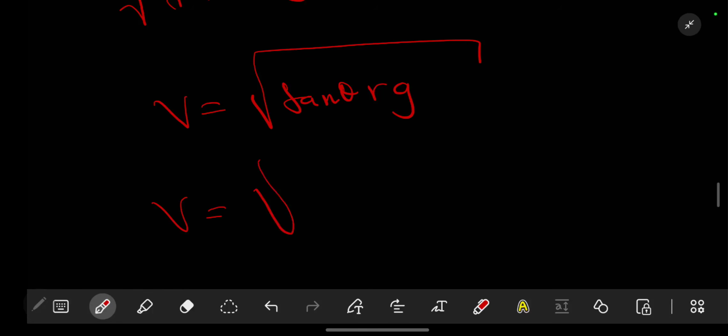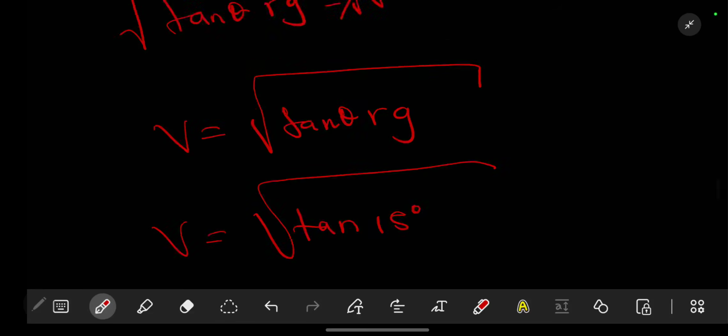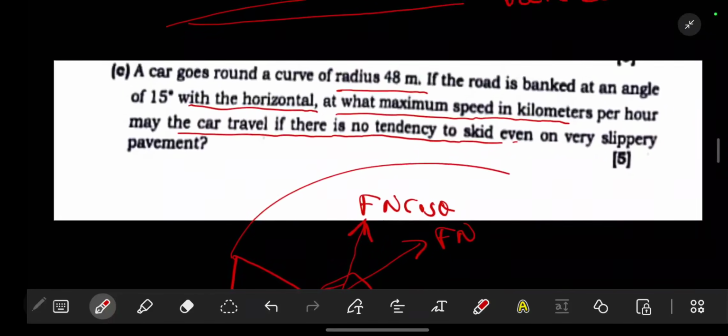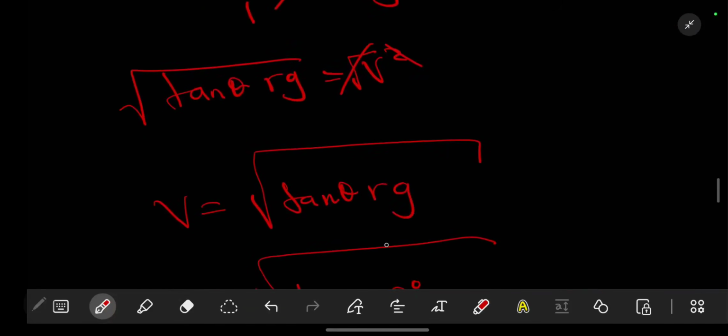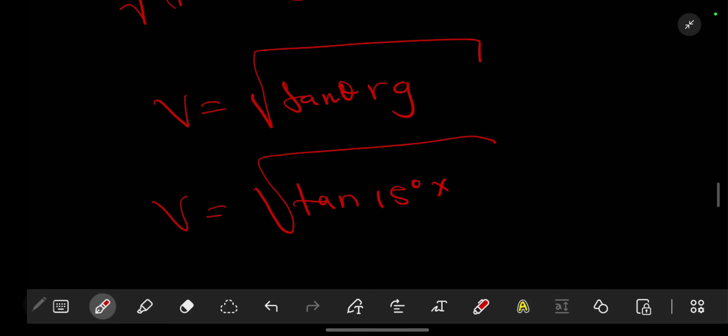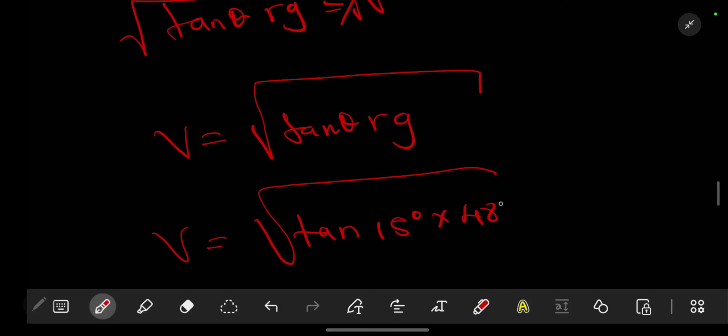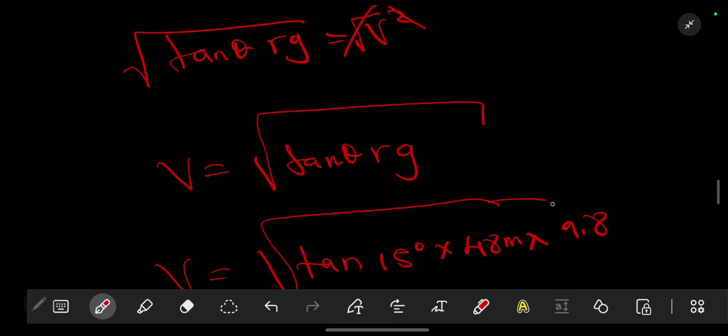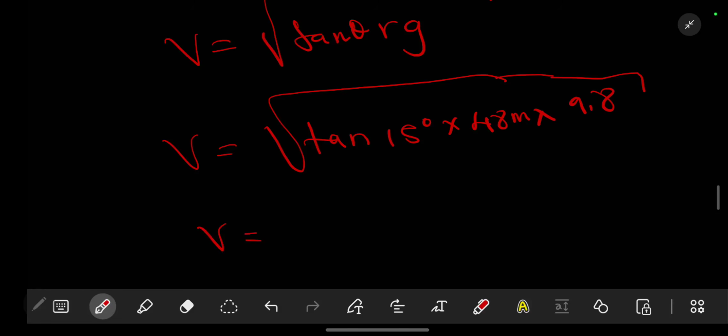So v should be equal to the square root of tan of, what is our angle? Our angle is 15 degrees, if I'm not mistaken, times the radius, which is 48 meters. So we are going to say times 48 meters times the gravity, which is 9.8. So pressing all this together, we are going to have the root of tan of 15 degrees times 48 times 9.8.